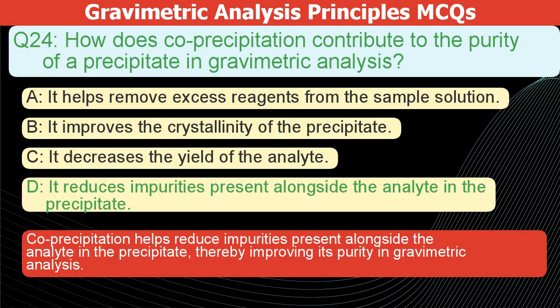The correct answer is D. Co-precipitation helps reduce impurities present alongside the analyte in the precipitate, thereby improving its purity in gravimetric analysis.